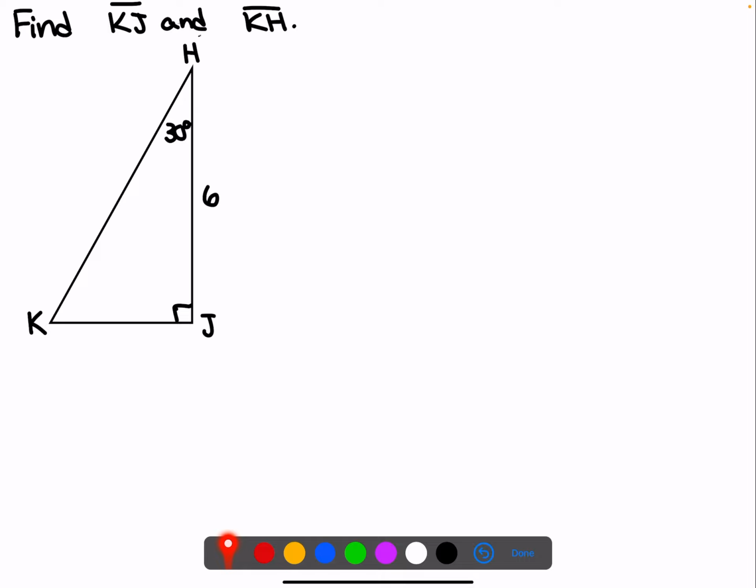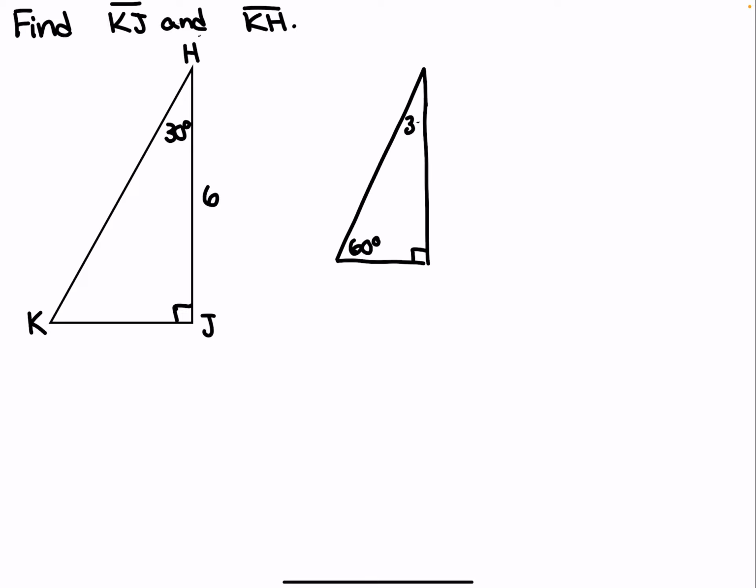Our first example, find KJ and KH. So we want to find those two segment lengths. Now, again, first things first, we want to take a look at our angles. Determine what type of right triangle this is. Well, I have a 30-degree angle and a 90-degree angle. By the triangle sum theorem, angle K is 60 degrees. So therefore, I'll draw an arbitrary 30, 60, 90 triangle that we'll use in order to solve for our missing sides.